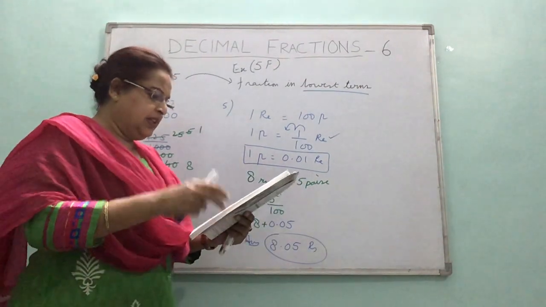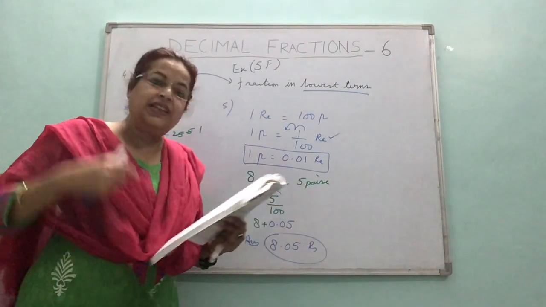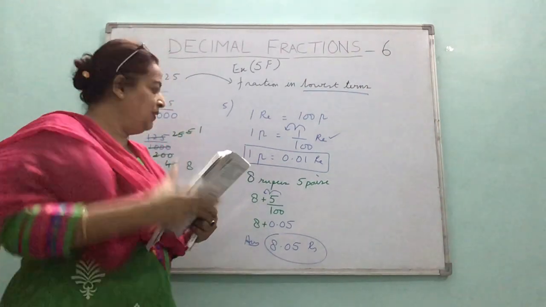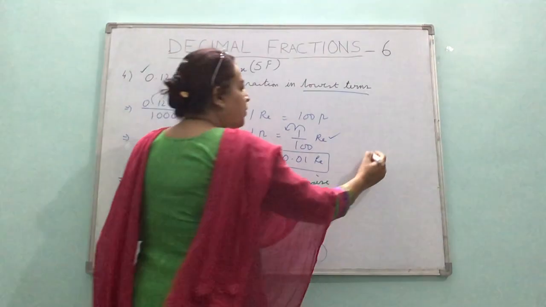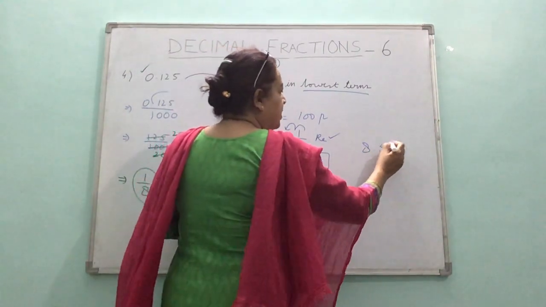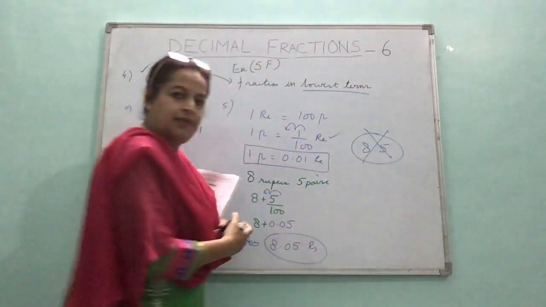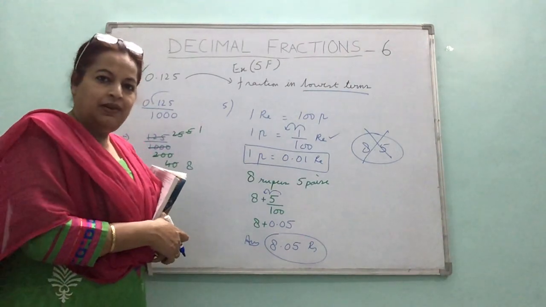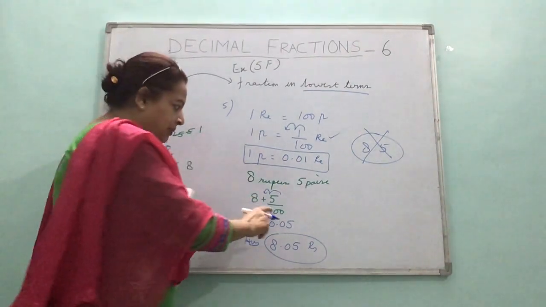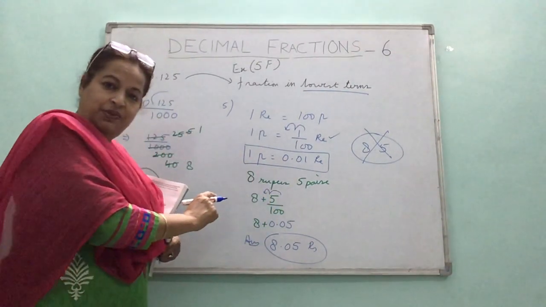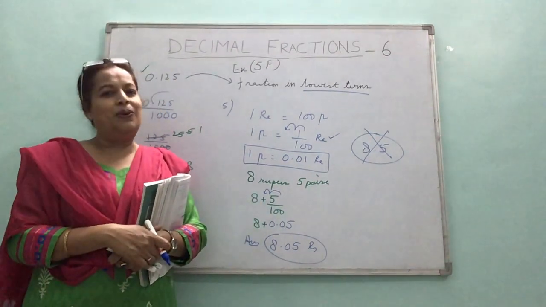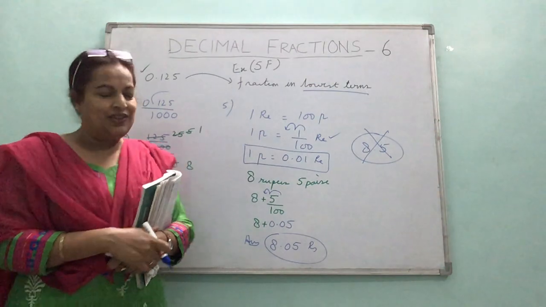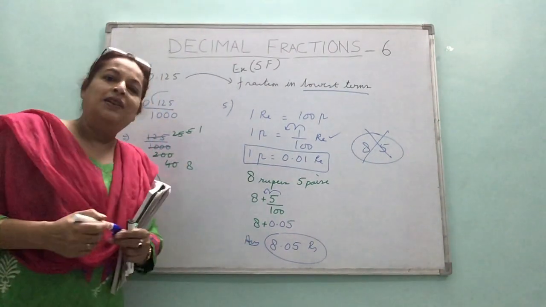So which answer is the correct one? C. Option C is the correct option. This is very important. 8 rupee 5 paisa is not this. It is not 8.5 because it is divided by 100, so 2 decimal places would be there. When 2 decimal places are there, it is 0.05. Don't make this mistake too. So what is your answer?